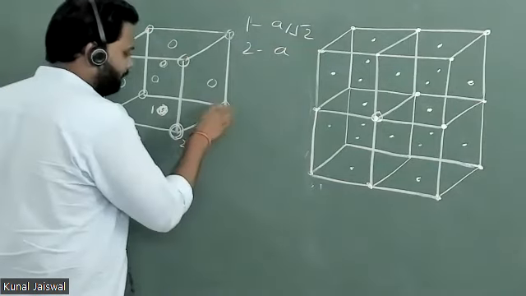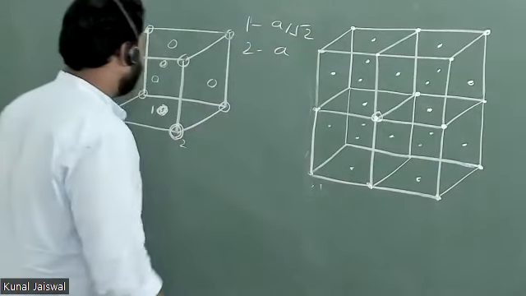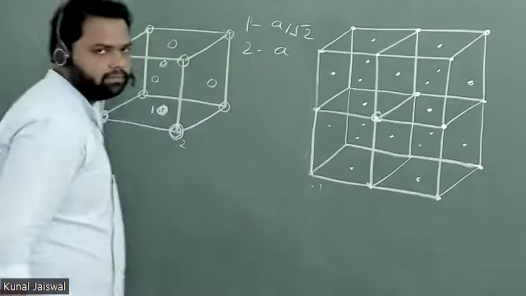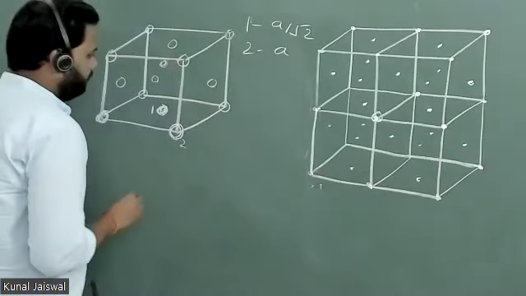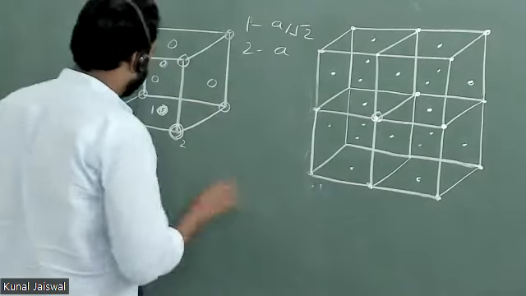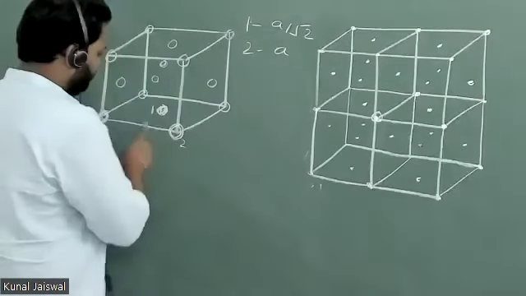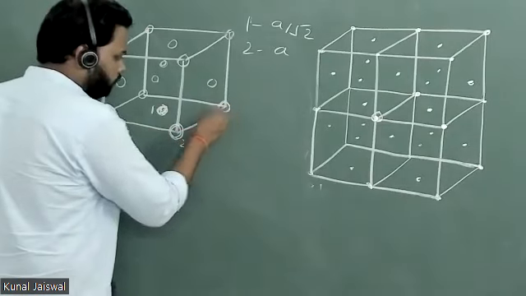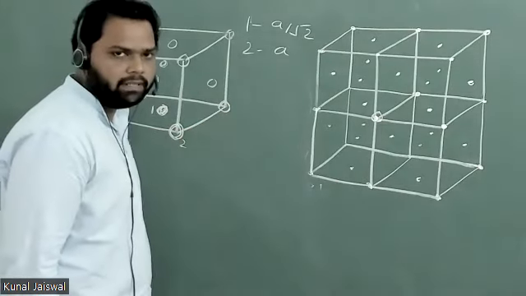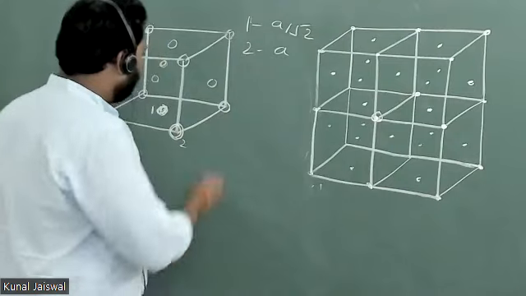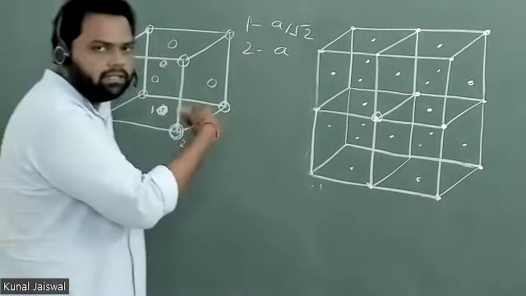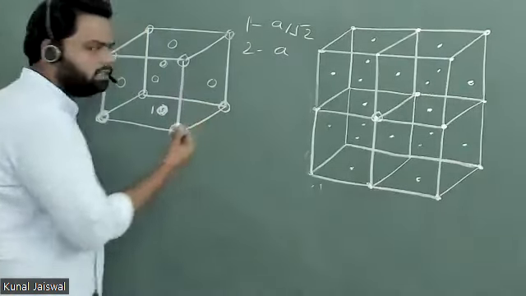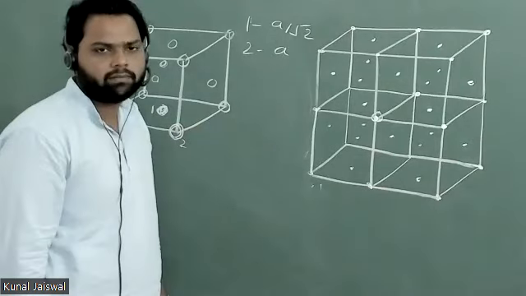I told you root 2A. I just want to see whether anyone noticed that. Can anyone tell me, except Sohan, because he gave me the right answer just after the class, whether this root 2A will be the third nearest neighbor, or is there any other atom at some other place which will be the third nearest neighbor?